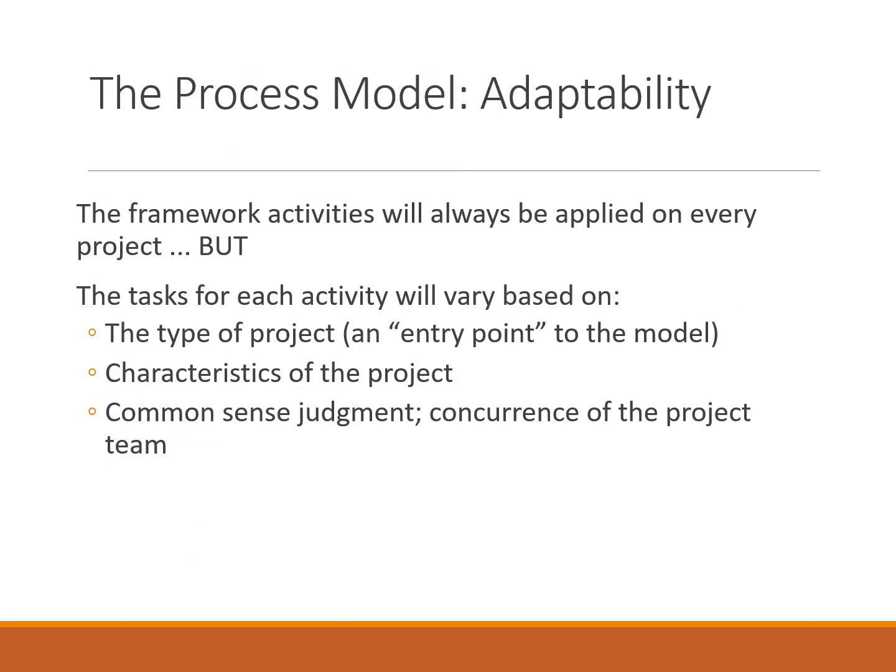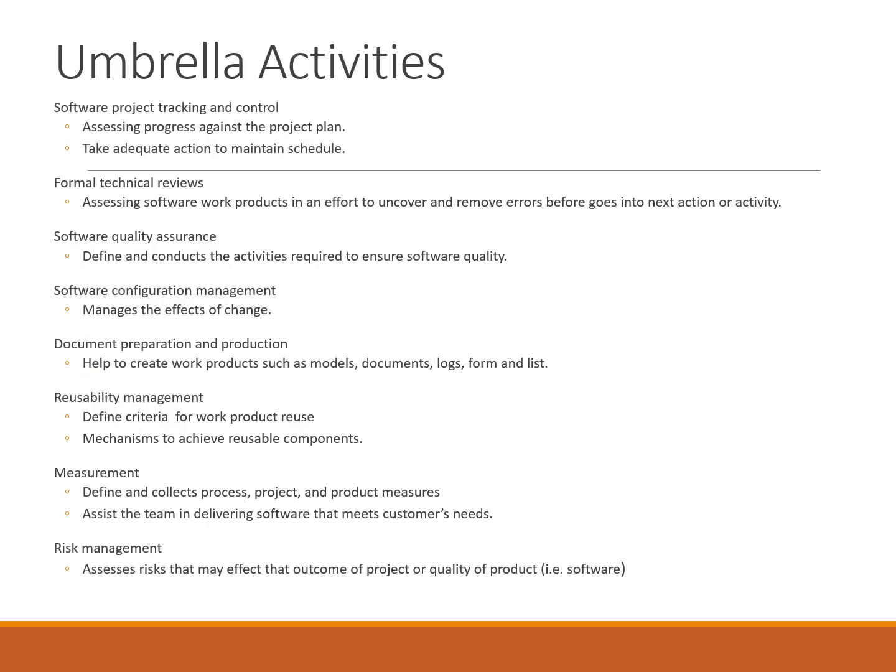We will discuss the process model in detail in the next video, right? These are the different kinds of umbrella activities. In each and every software project, we follow the framework activities as well as the umbrella activities. In umbrella activities, the first activity is software project tracking and control. These activities happen based on your project schedule.